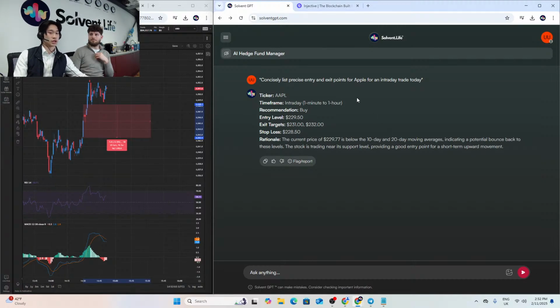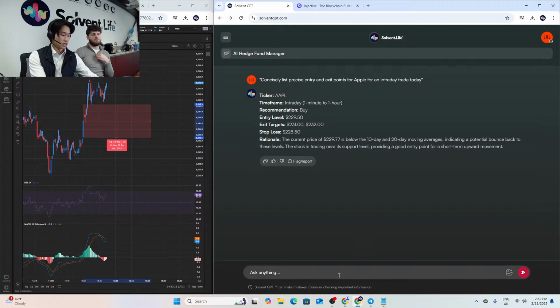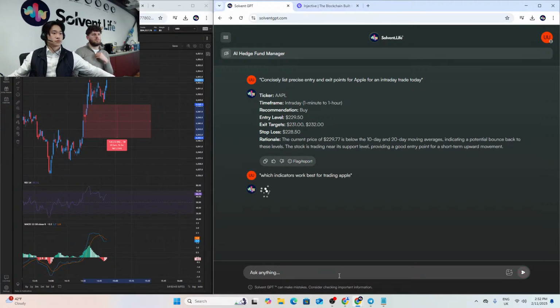This is a good place to start. You can even test these out for yourself, right? If you're paper trading and you don't know what to do, you can ask for the suggestion. I mean, everyone knows what Apple is, and yeah, you can have a go with these recommended trades. You'll learn a lot along the way. You can ask it questions like, if you're just learning about indicators, which indicators work best for trading Apple. And it'll give you exactly what indicators to use. I reckon it'll give 2 or 3 here with some reasoning on why.